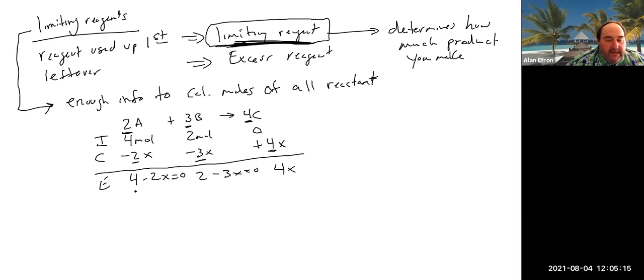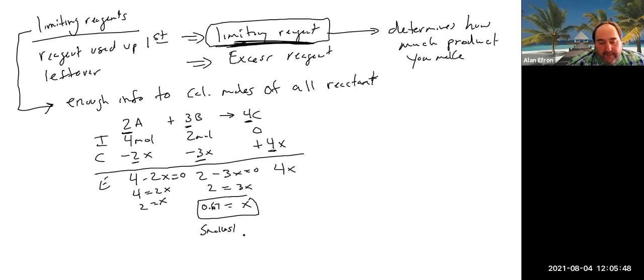And when we do that, we end up with 4 is equal to 2x, so x is equal to 2 in this example. Here we end up with 2 is equal to 3x, and x in this case would be 2 divided by 3, which is 0.67. So what are we looking for when we do this in the ice table? Well, we are looking for the smallest number. And because this is the smallest x value, that tells us this guy is the limiting reagent, which means in my made up example, this would be the limiting reagent. This would be the excess reagent.